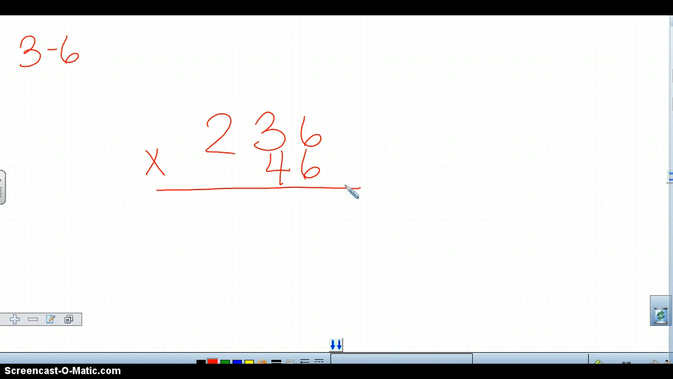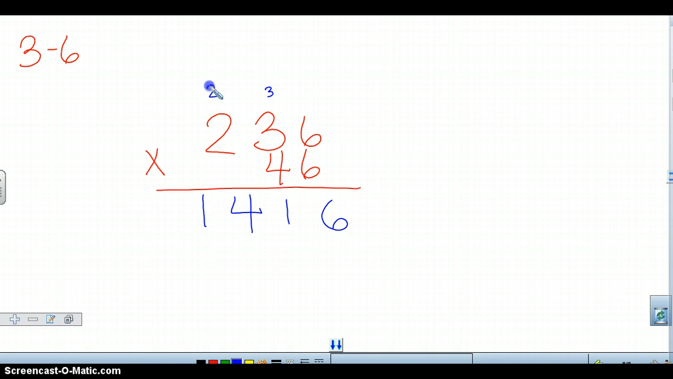This all goes back to your basic multiplication facts, guys. You have to know them to be able to do this. 6 times 6 is 36. Put a 6, carry your 3. 3 times 6 is 18 plus 3, 19, 20, 21. I put a 1, I'm carrying my 2. 2 times 6 is 12 plus 2 is 14.